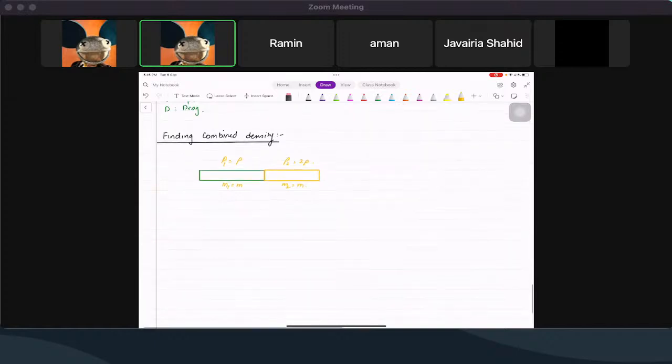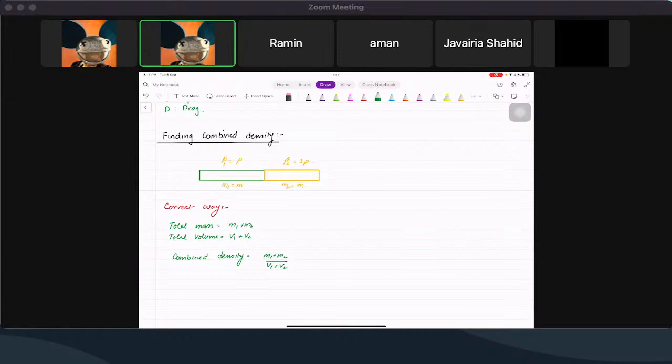So I just want to tell you the correct way of finding the combined density is that first of all you're going to find the total mass, which is going to be m1 plus m2, and then you're going to find the total volume, which will be v1 plus v2, and then the combined density can be found by dividing the total mass over total volume. So this is the correct way.